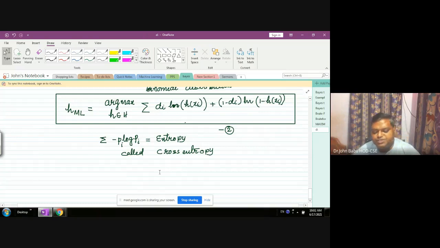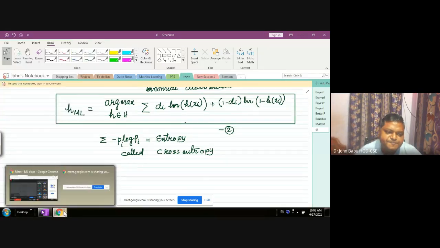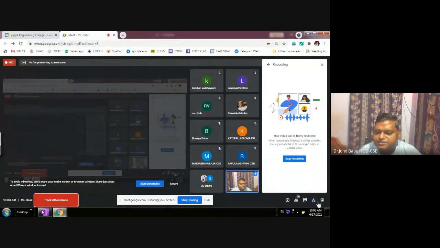So tomorrow we'll see another principle called the minimum description length principle. What is Occam's razor? Do you remember? Occam's razor.